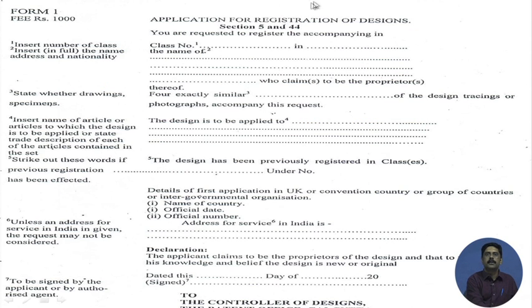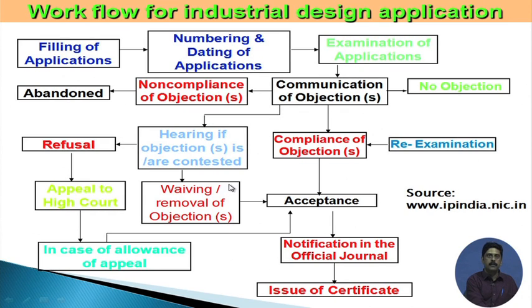Specifically, you are requested to register the accompanying class number. For example, for a container it is class 19, and you refer to the name of the article. Then it is a simplified form: full name, and the design to be applied to the article. Then if you are claiming priority, you refer to that document. So that is the simple part. Now, come to the procedural aspect.